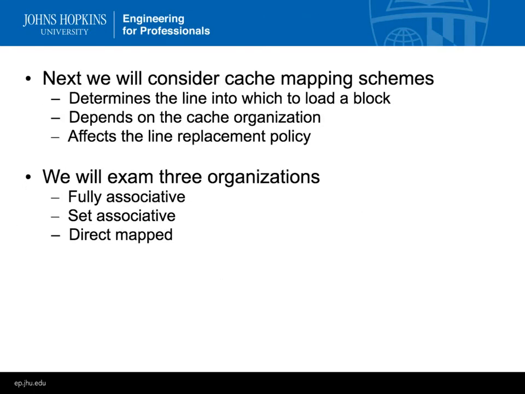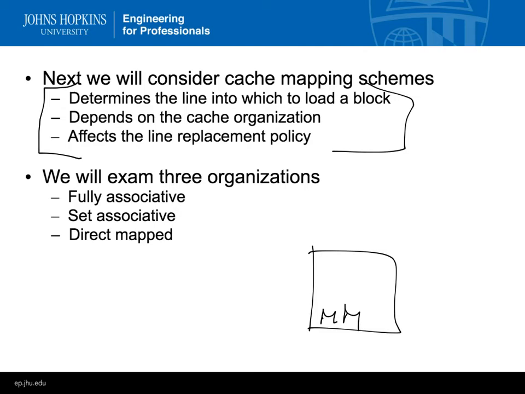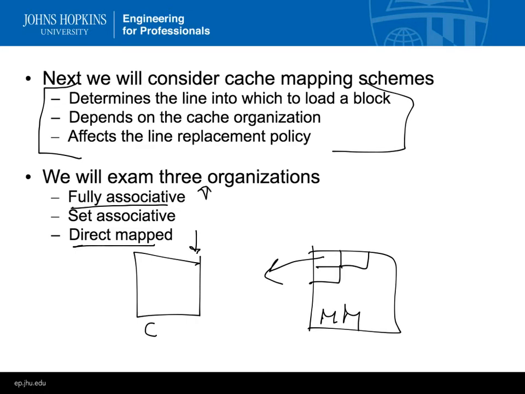Okay, so finally we're going to look at mapping schemes, which is what that previous slide gets to. We're going to consider how we determine, once we get something out of main memory, and we're going to talk about how main memory is addressed, how do we figure out where to put it in the cache? And there are 3 main ways. Fully associative and direct map are complementary, opposites. And then set associative is kind of in between.